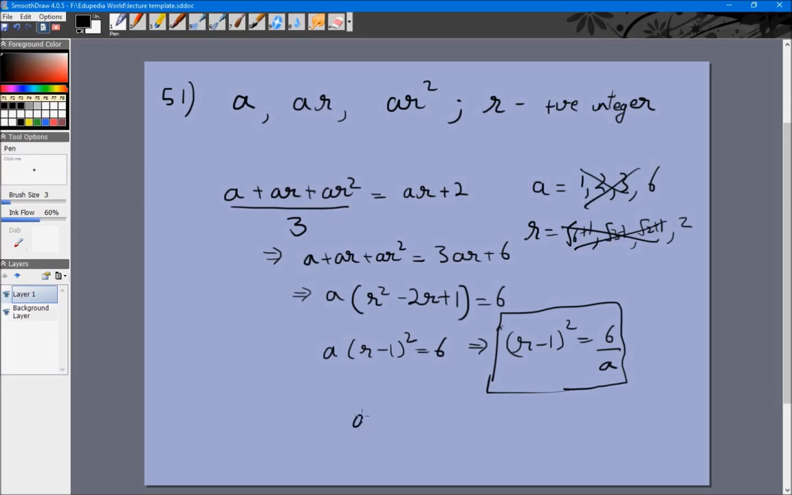We are asked the value of A square plus A minus 14 by A plus 1, which is 36 plus 6 minus 14 by 7, which is 42 minus 14 is 28 by 7 is 4. So the answer to question 51 is the integer value 4.